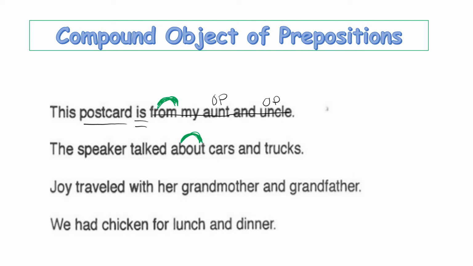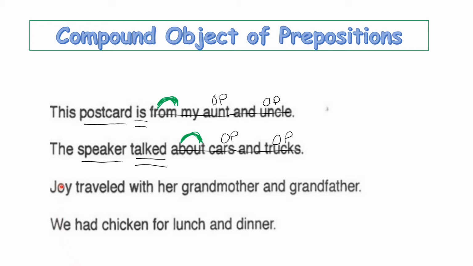We've got to mark out our prepositional phrase, which we know starts with our preposition and ends with a noun or pronoun. Okay, cars, are we done there? Cars and trucks, because that's what the speaker's talking about. We have two objects of the prepositions there. What do we look for next? Our action verb, which in this sentence is talked, and we underline it twice. And our subject noun would be speaker.